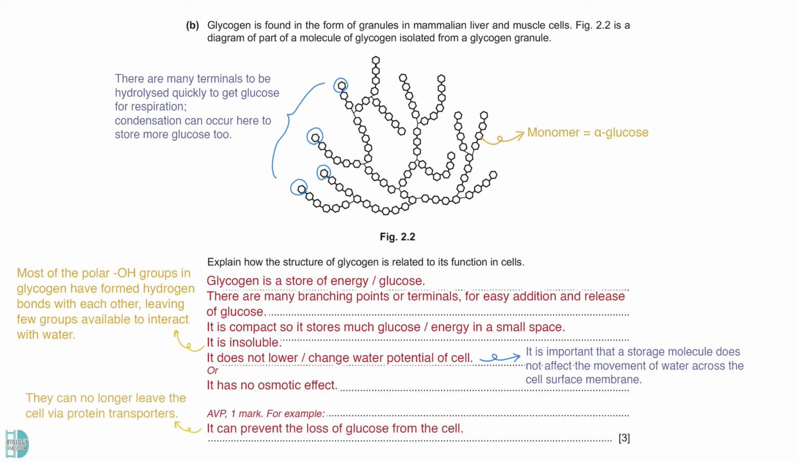For example, joining glucose molecules to form this polysaccharide can prevent the loss of glucose from the cell, as they can't move out of the cell via protein transporters anymore. Glycogen is also chemically inactive, so it does not take part in cell metabolism. A non-reactive molecule is a better storage molecule, as it will not affect the chemical reactions in a cell.